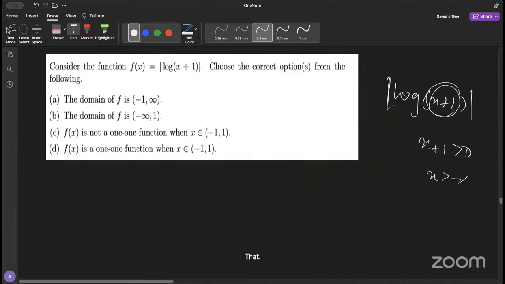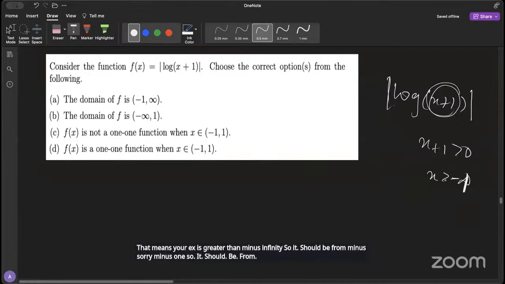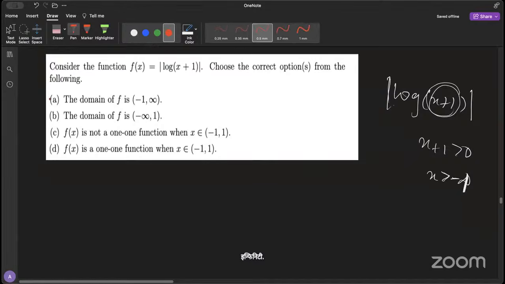That means your x is greater than minus 1. So it's minus 1 to infinity, right? So this option is correct. First thing. Then because this is correct, this has to be incorrect.